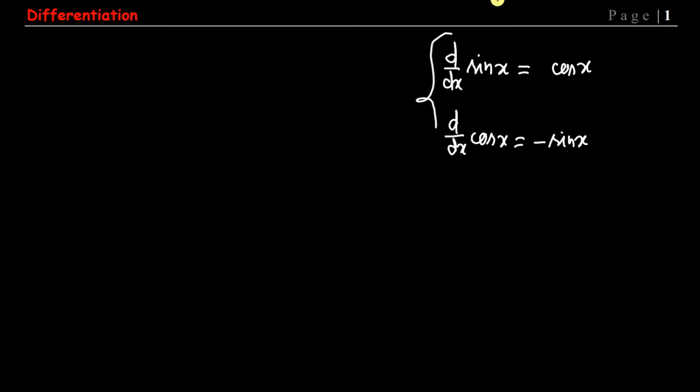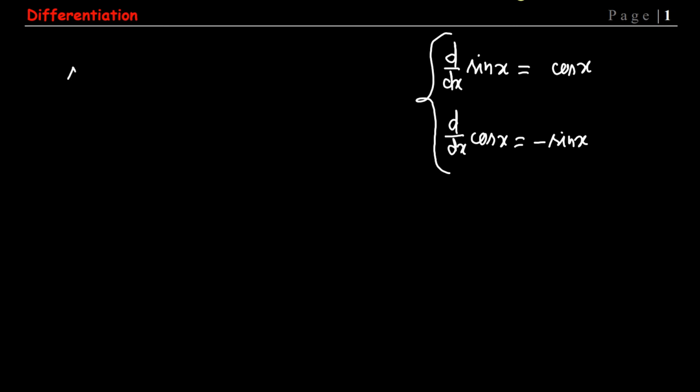The basic rule of the trigonometric function sin x: d by dx of sin x, from the first principle, you can write as cos x. And from the first principle, d by dx of cos x gives us minus sin x. This is the main basic rule of the trigonometric functions sin x and cos x. By using these two differentiations, we can do a lot of differentiation in a row.